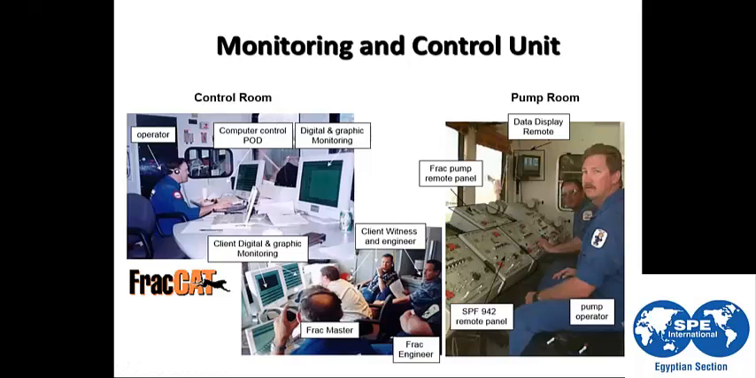This picture is showing the role of each person inside the control room. This guy is a frac engineer. Those two guys are the client witnesses, and this guy is the frac master. The frac master is the manager of the job, as we can say. These two screens are the client's digital graphing monitoring.